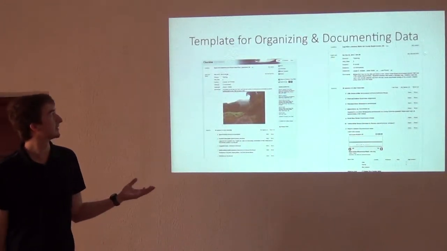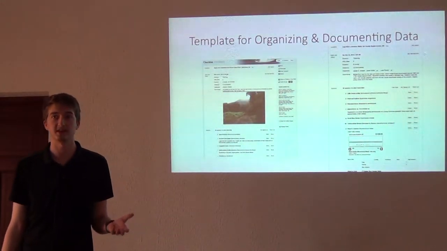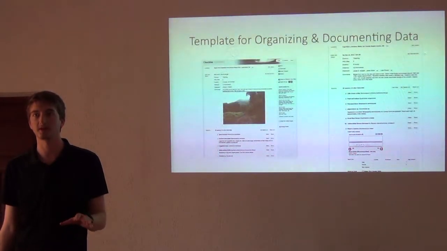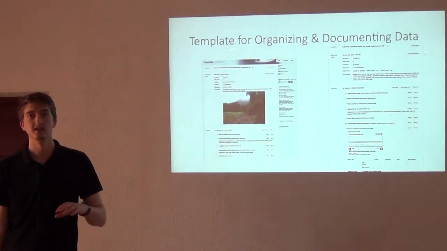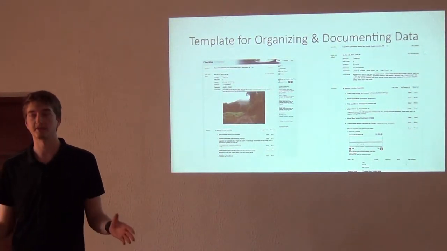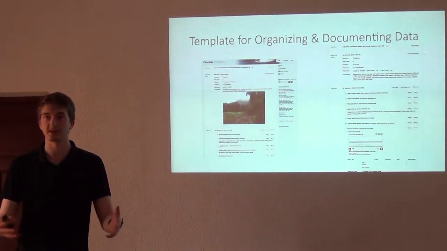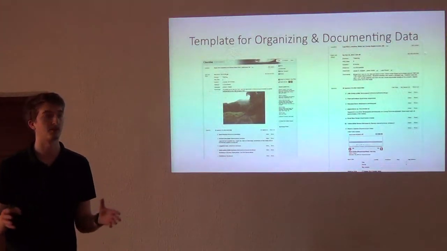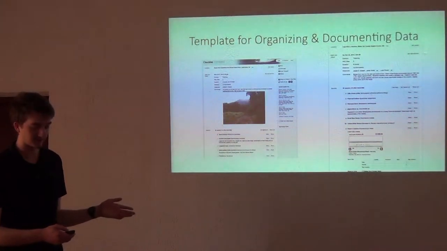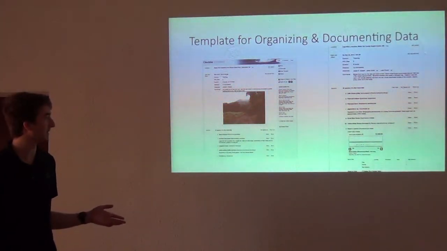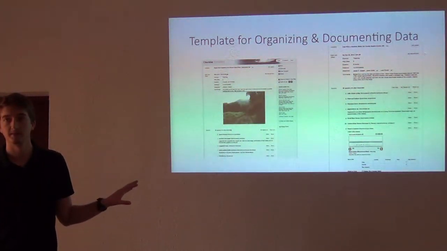So you have to have a template for organizing and documenting the data, and this is especially important if you're doing this with citizen scientists. If you have a bunch of different people from many different backgrounds who are submitting data, you have to present the data forms in a way so that the people know what they're doing. This is just an example of an eBird data form. It's a little bit smaller than I thought it was going to be, but this is what Mark showed earlier.